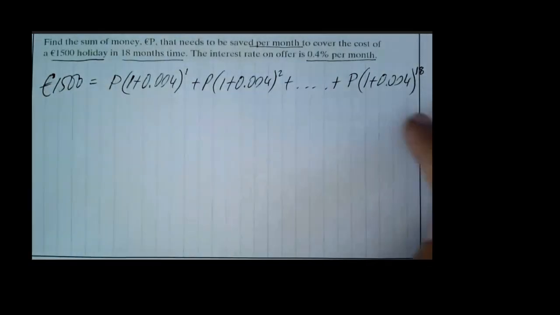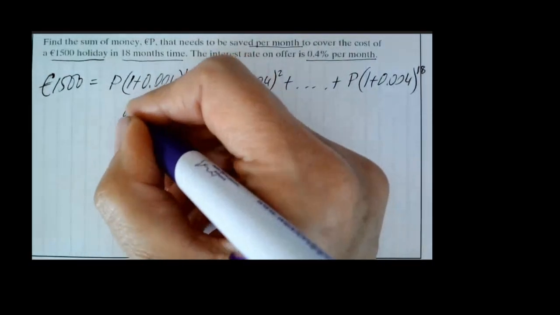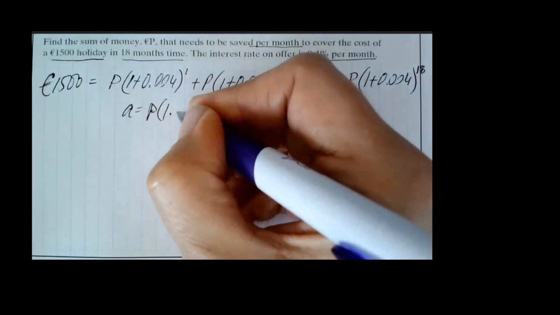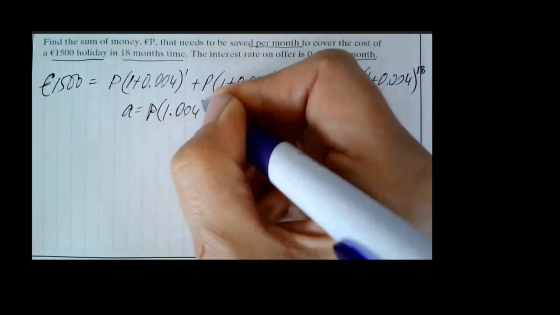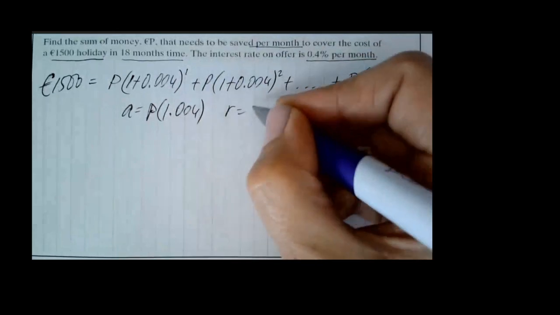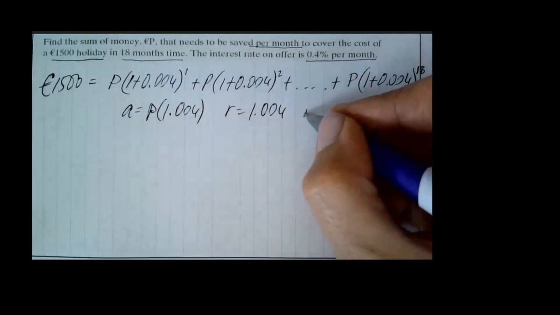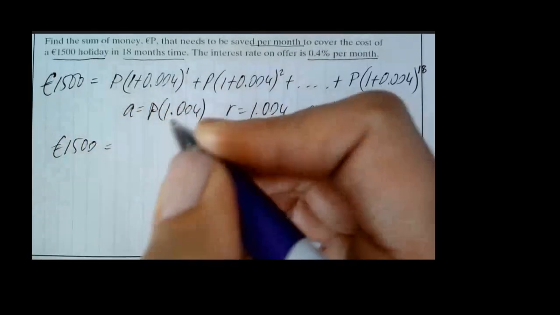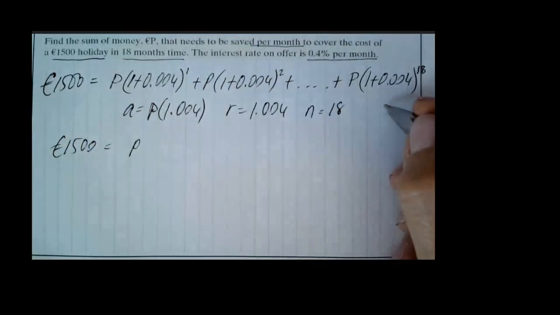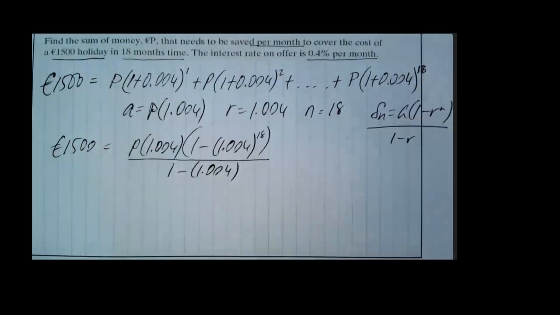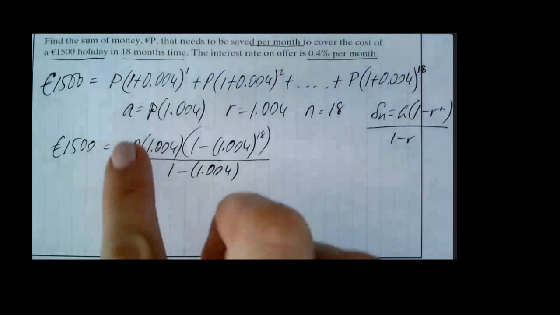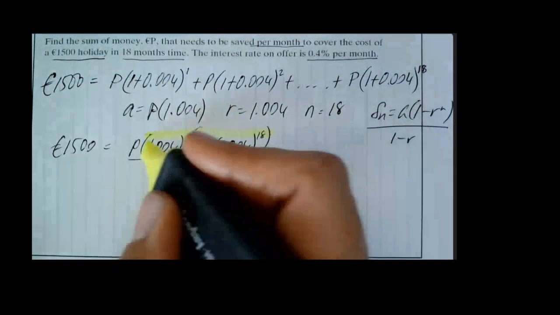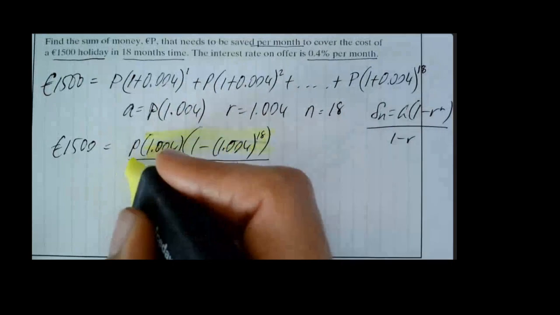So this is my series basically, and I know my result. What I want to figure out is what's P. So I'm still going to use my sum of a series formula, of course, and my A is P times 1.004. My common ratio is 1.004, and my N is 18. And so 1500 is equal to, put it in, of course, to my formula. And now I'm basically going to do all the number work on the calculator. I just won't obviously be able to put in the P.